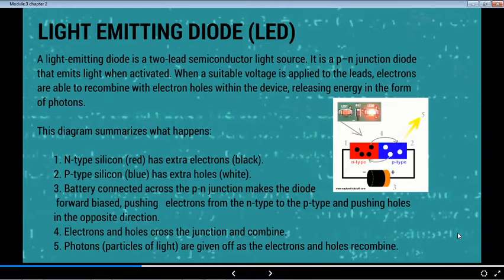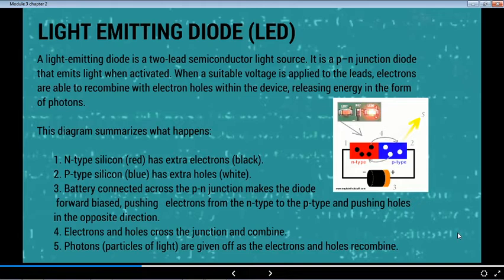So n-type silicon has extra electrons. We represent n-type by red and p-type by blue. P-type silicon has extra holes. So n-type has extra electrons, p-type has extra holes. A battery connected across the p-n junction makes the diode forward biased, pushing electrons from the n-type to the p-type and pushing holes in the opposite direction.